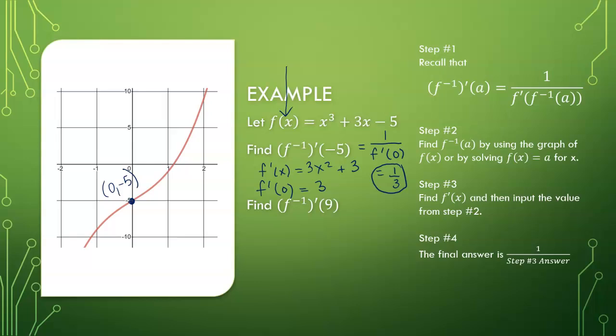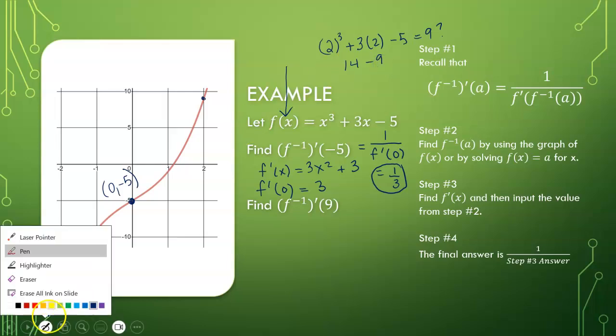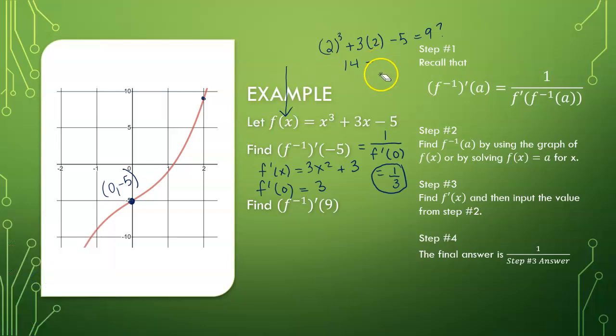Okay. If I want to find f inverse prime at 9, I'm going to look on the graph where I think 9 might be, and then I might test that out. So it looks like it's at 2. Is it true that 2 cubed plus 3 times 2 minus 5 equals 9? It looks like 8 plus 6, which is 14, minus 5 equals 9. That is true. So we definitely have the right spot.